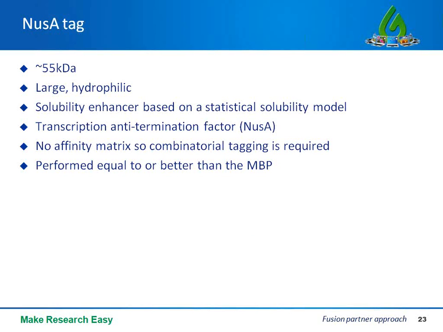The NusA tag, the N utilizing substance A, is a really large tag, and this was chosen as a potential tag since it ranked among the most soluble E. coli proteins based on a statistical solubility model. In some large-scale screening tests, NusA was reported to perform equally or even better than MBP as a solubility tag. But that doesn't mean we can conclude that NusA is better than MBP, because the results vary for individual proteins.